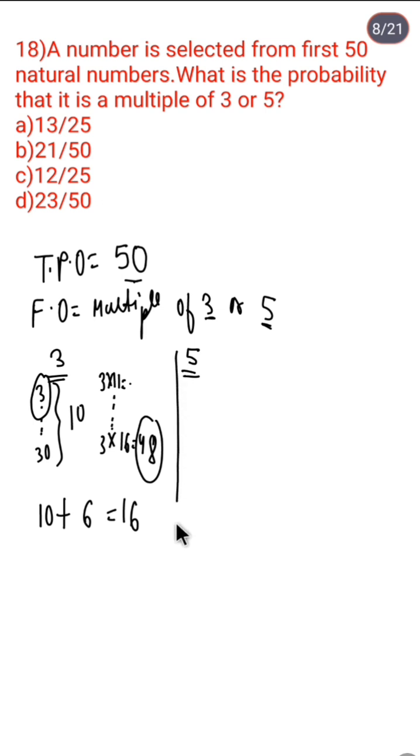Now the multiples of 5. Multiples of 5 means the same, the table of 5: 1 5s are 5, and so on, 5 10s are 50. So how many numbers are there here? Also 10 numbers are there.